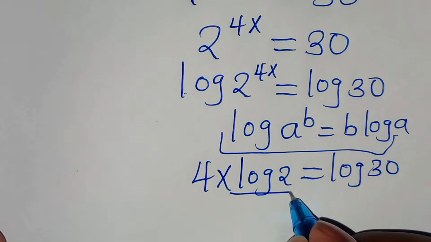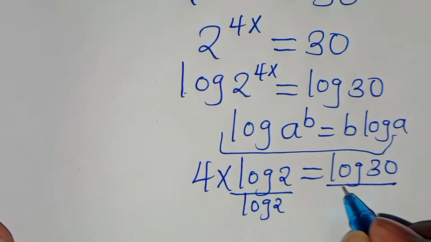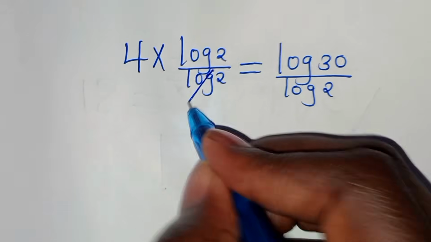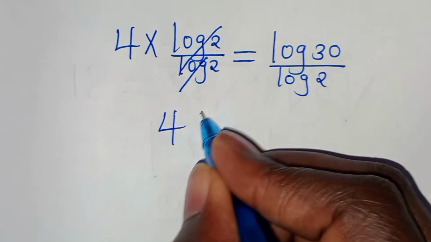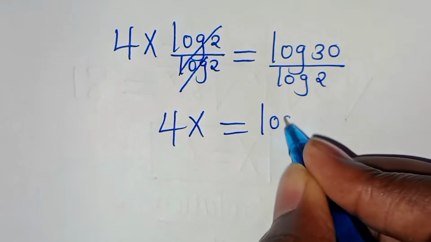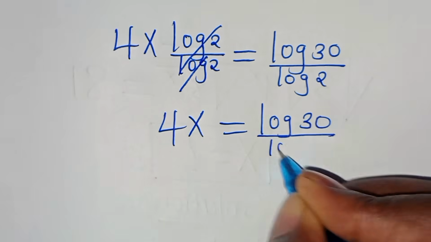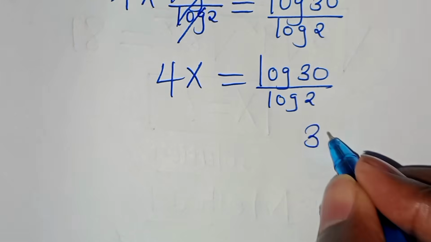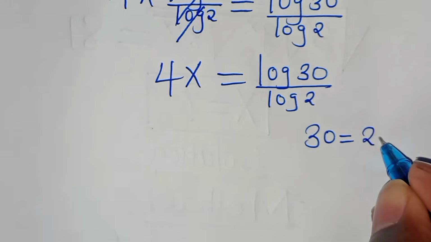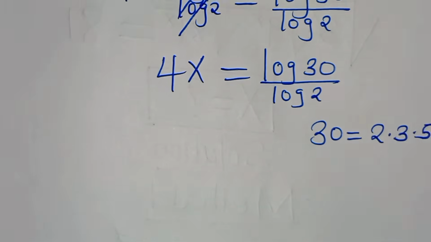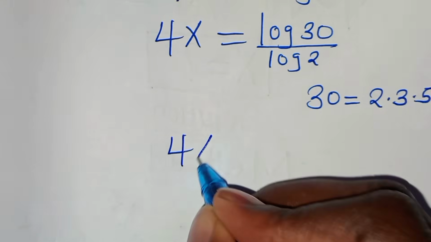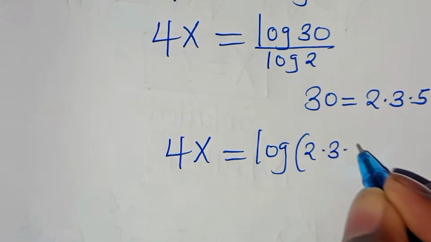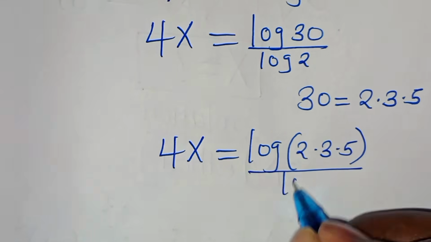Now, let's divide both sides by log 2. Also here we have log 2. Now let's simplify log 2 and log 2 here so that we have 4x. This is equal to log 30 divided by log 2. The next step is that we can express 30 as the same thing as 2 multiplied by 3 multiplied by 5. So we have 4x equal to log of 2 multiplied by 3 multiplied by 5 divided by log 2.